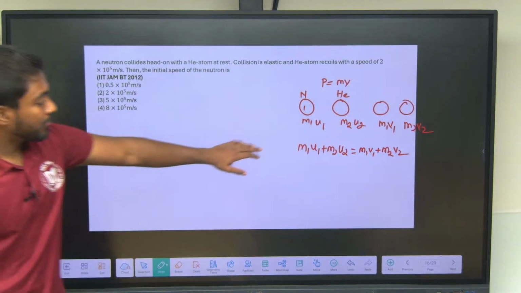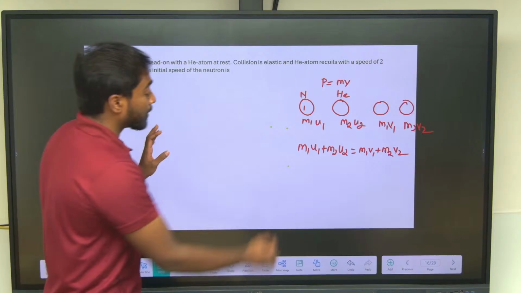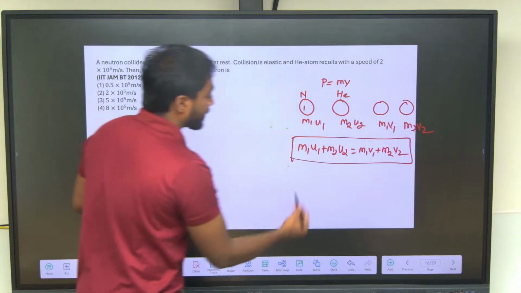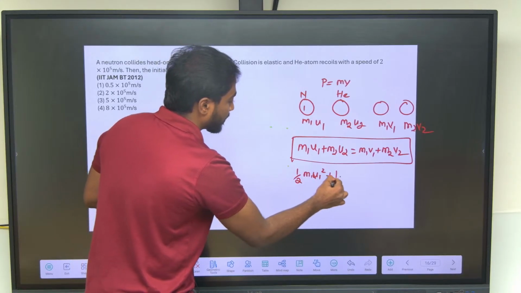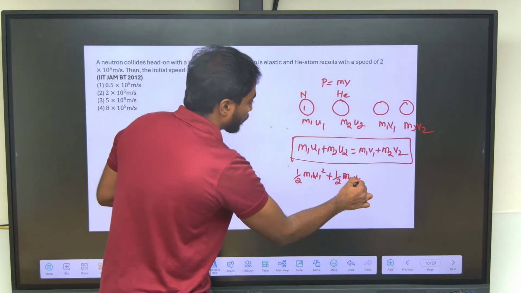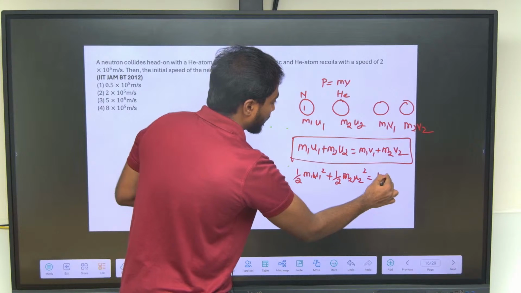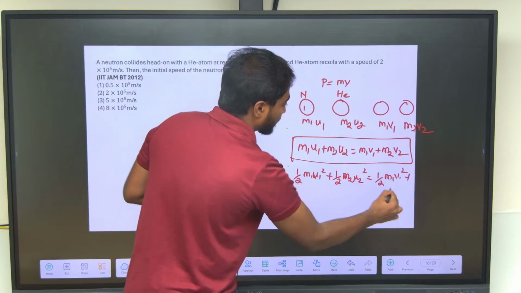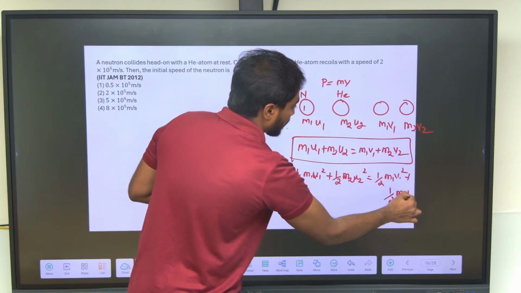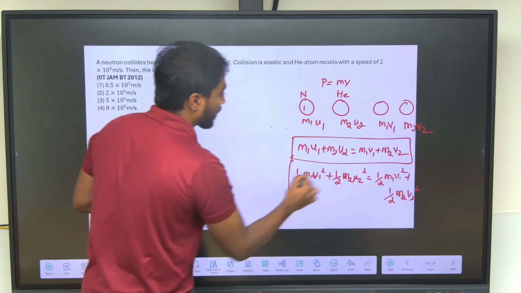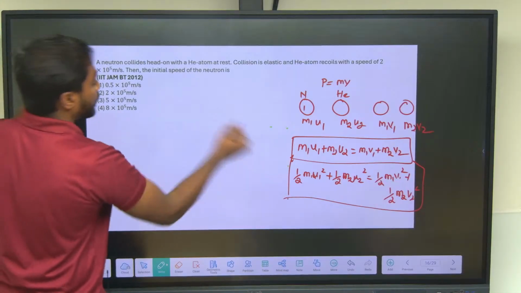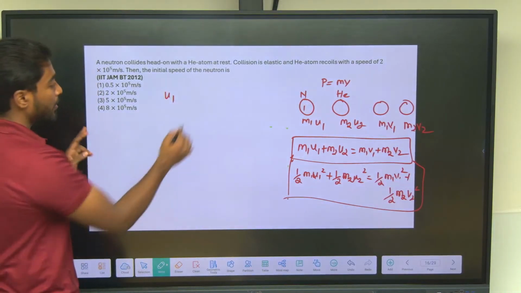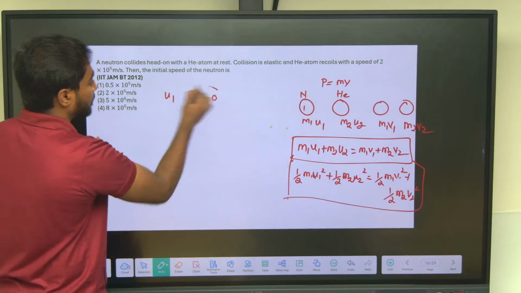Similarly, that is about momentum. For kinetic energy, half m1 u1 square plus half m2 u2 square equals half m1 v1 square plus half m2 v2 square. So two formulas are there. Can you give the answer now? Initially, I need to find what is u1. u2 is at rest.